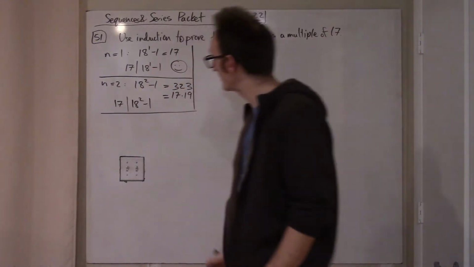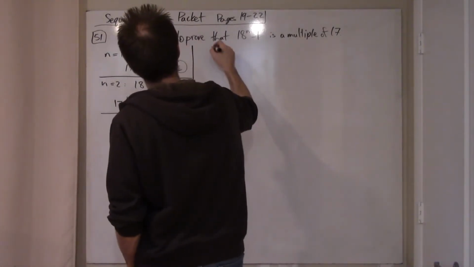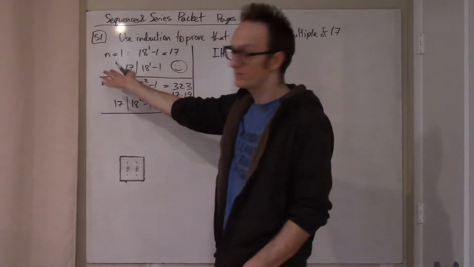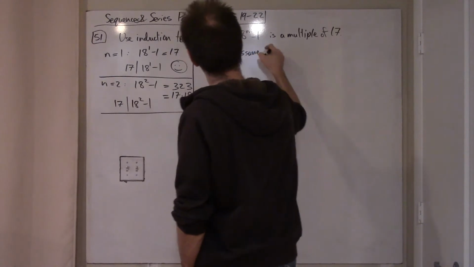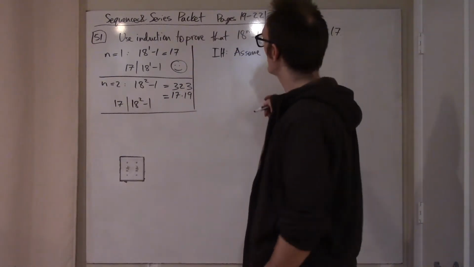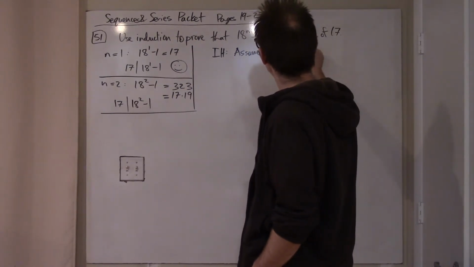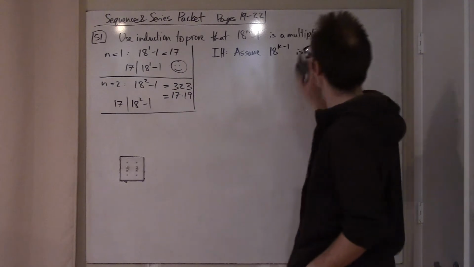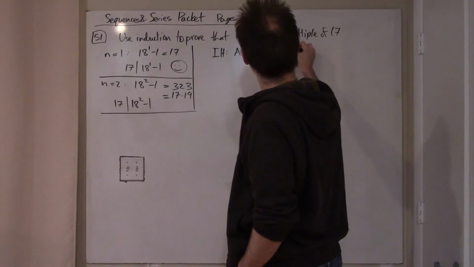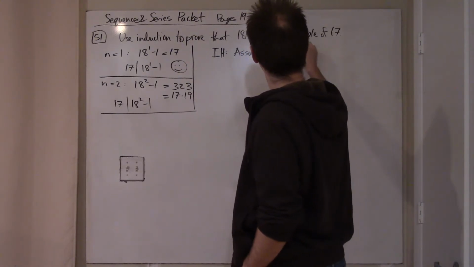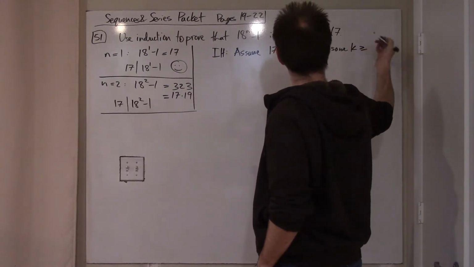Okay, but now that's enough of that. I need to now prove this in general. So, okay, well, we do it by induction. So let's just make my inductive hypothesis. I've sort of already done the base case. In fact, I've done 2 of them. So my inductive hypothesis is that I assume that 18 to the k minus 1 is a, well, I might as well write it out using my preferred notation, which is that 17 divides 18 to the k minus 1 for some k greater than or equal to 1.